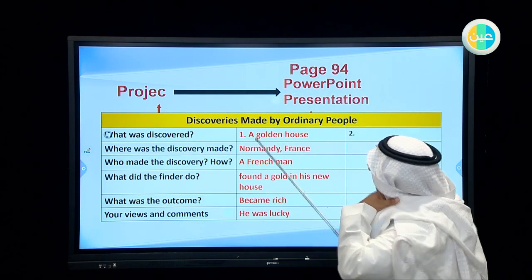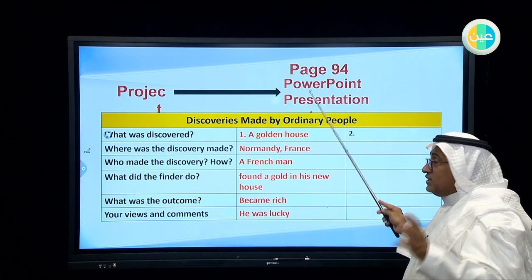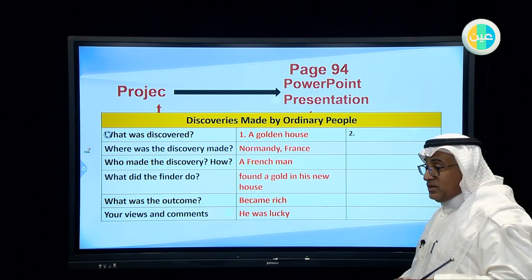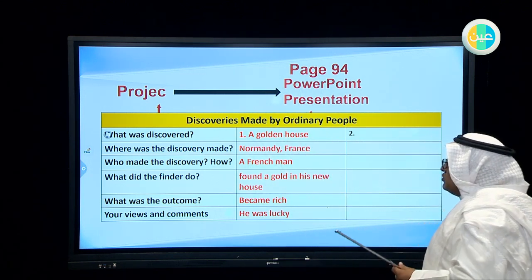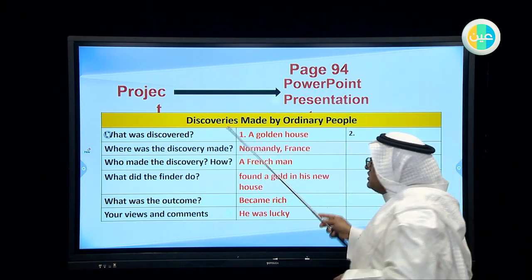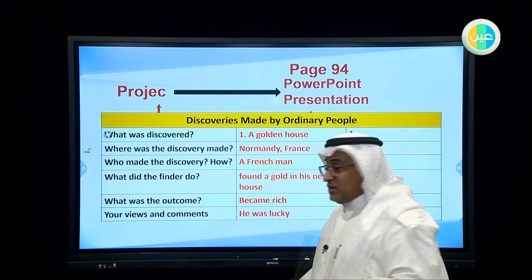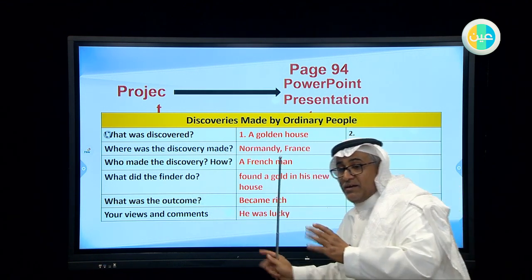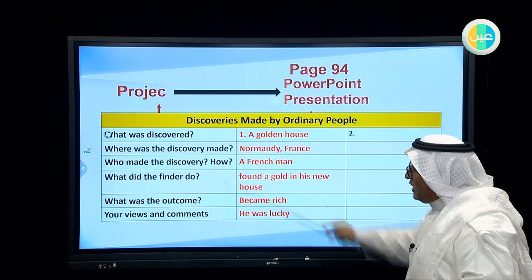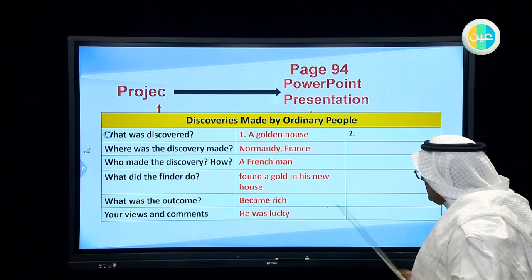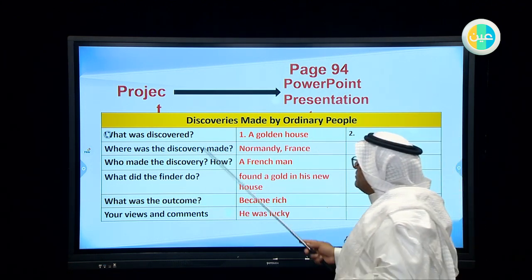Now we have an example or exercise. I want you now to go directly to page 94. Okay? You will find an exercise there. The exercise asks you to write about discoveries made by ordinary people. Okay? Now we are going to apply what we have learned through a chart, through a table. Before you start the research, make a table and answer the questions, so that you can use the information later in making the presentation.